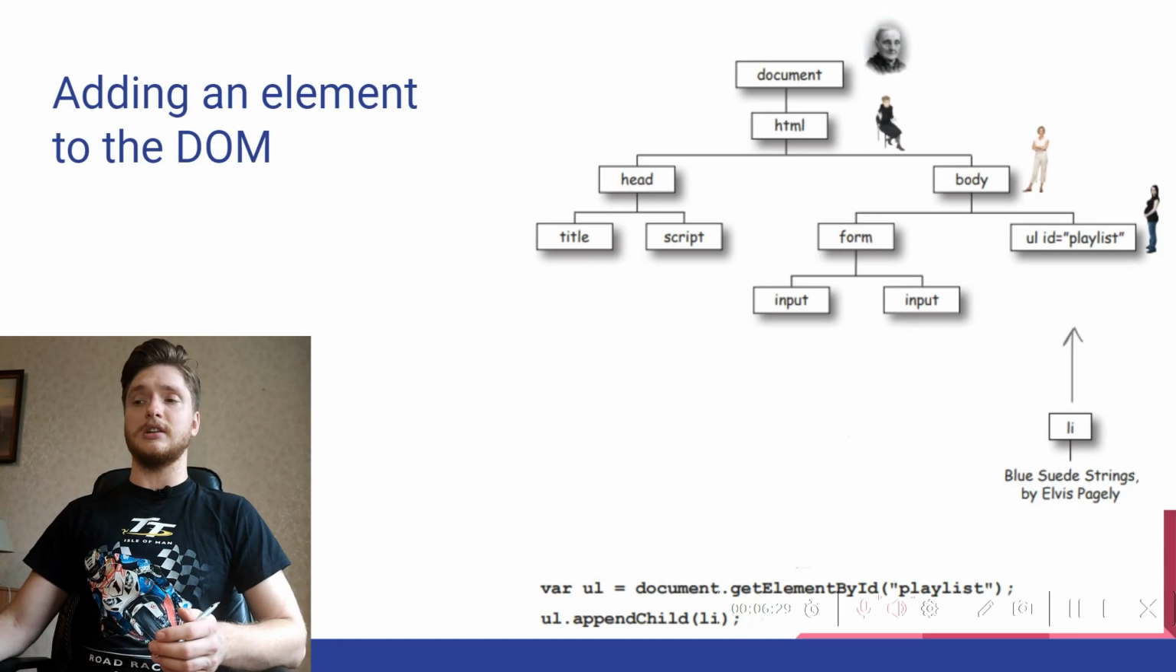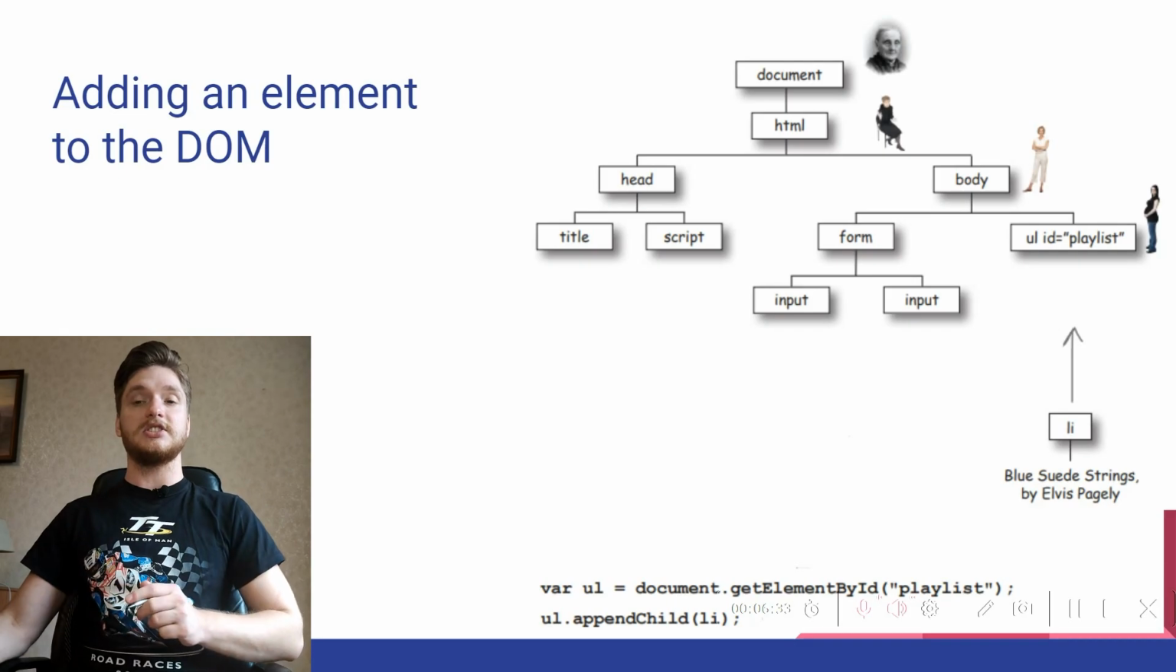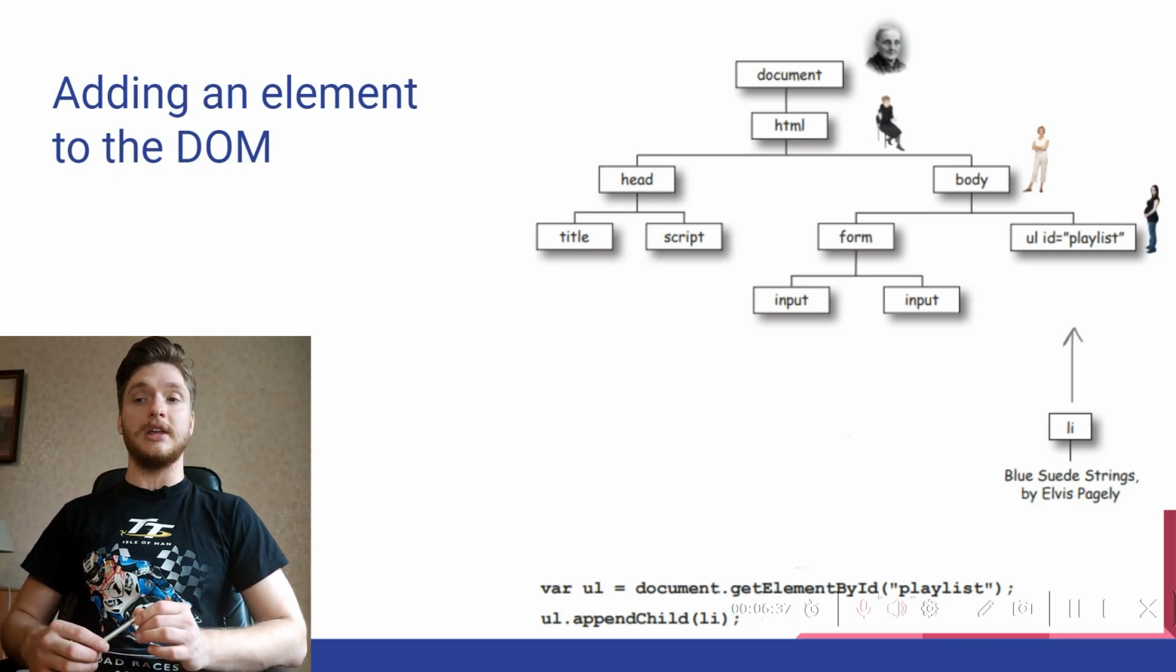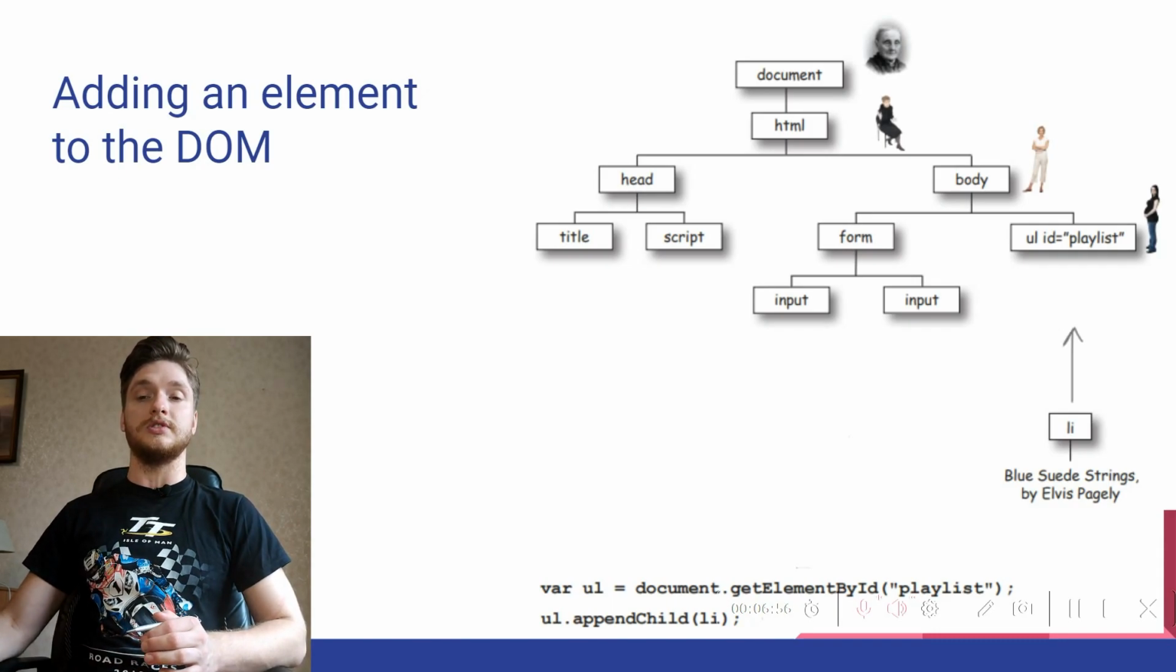We want to make our new li element the child of ul. So to add our li element, we need to make it a child of the ul element. To do that, we first need to find the ul element in the tree. We give it an ID of playlist to make it that easy. And then to add the li, we tell the ul element to add a new child to itself. Here's how we do that.